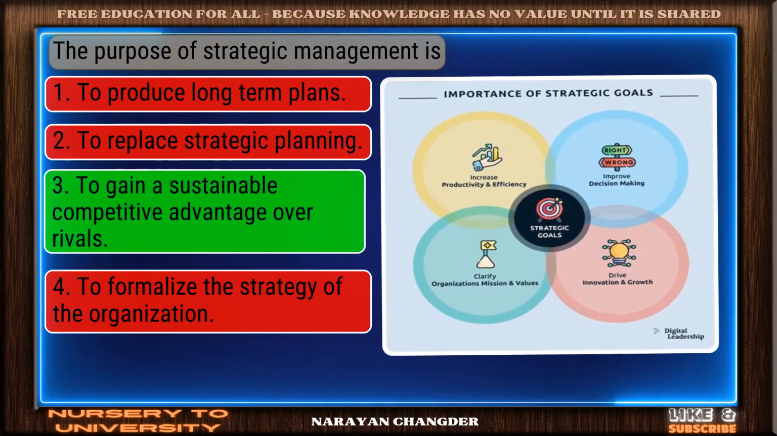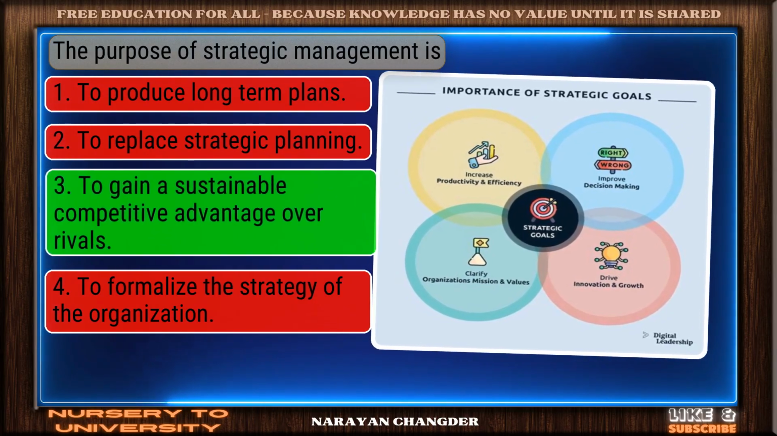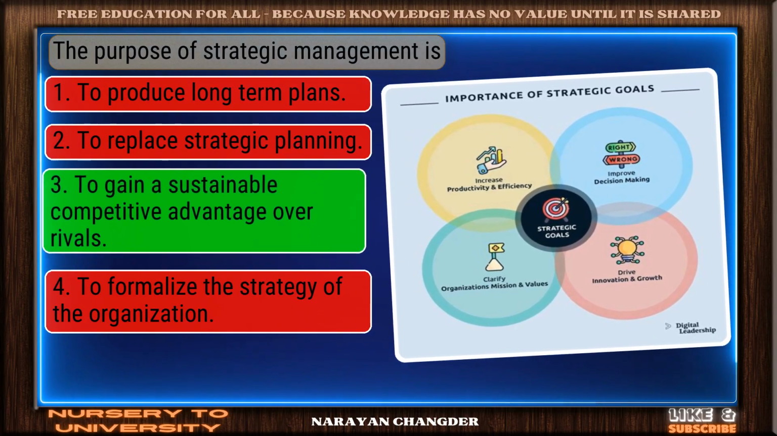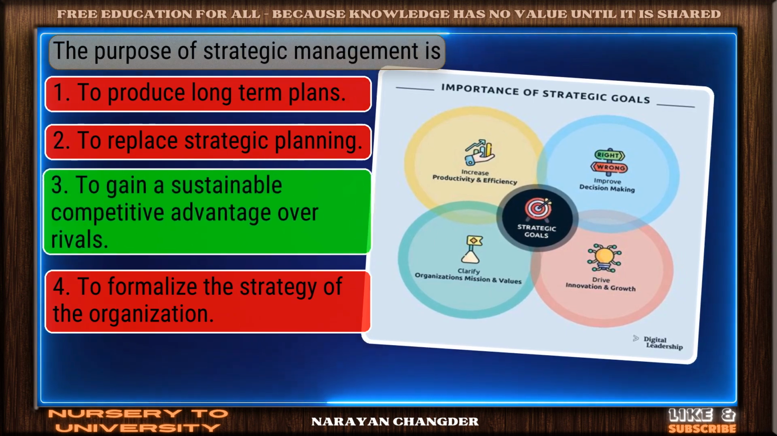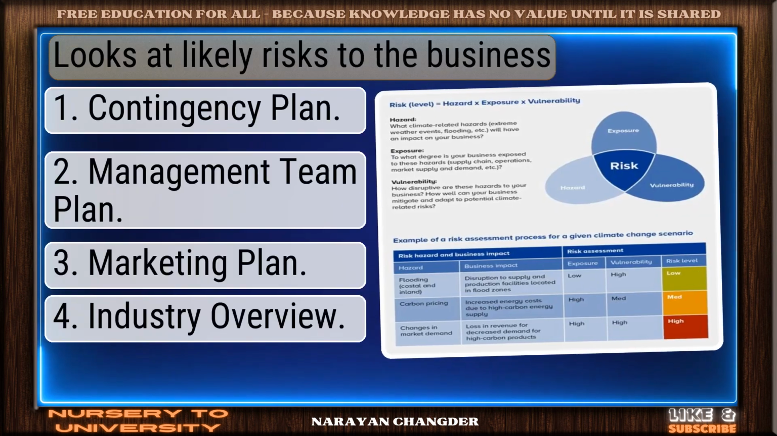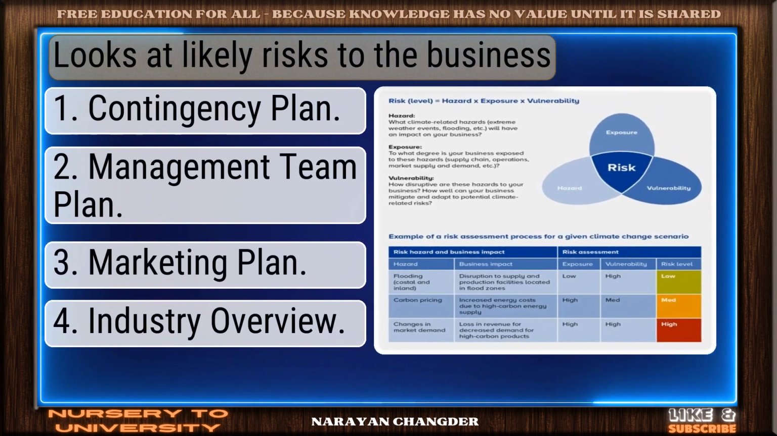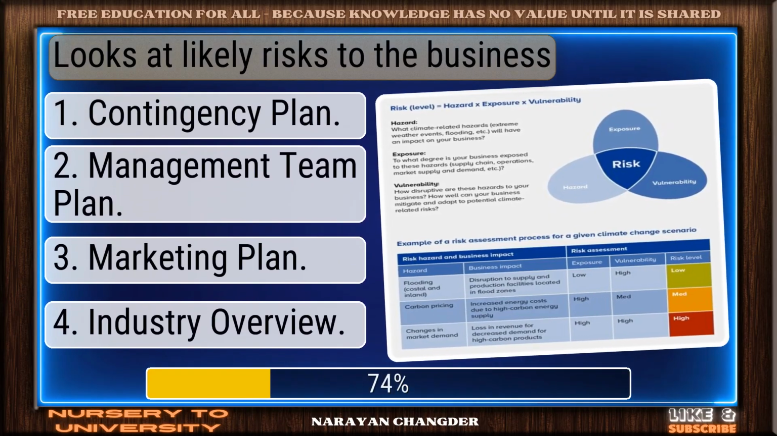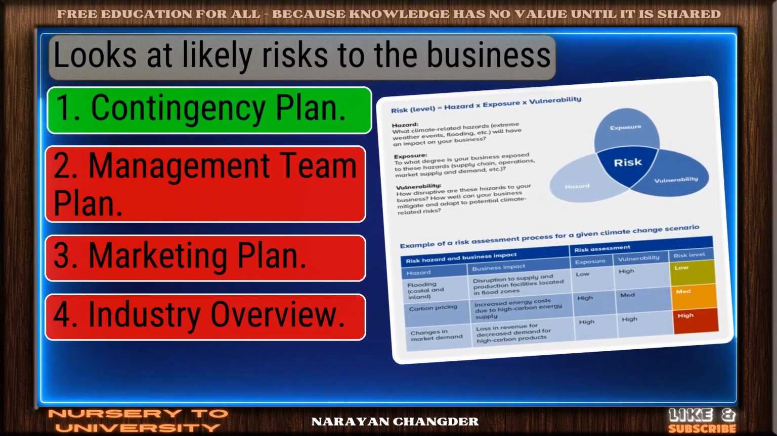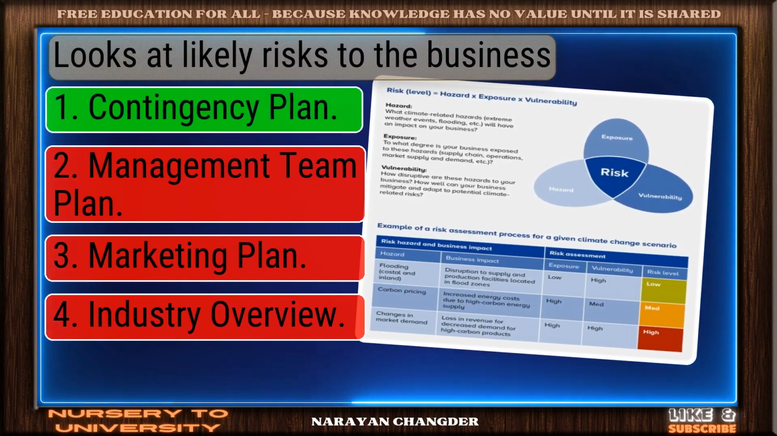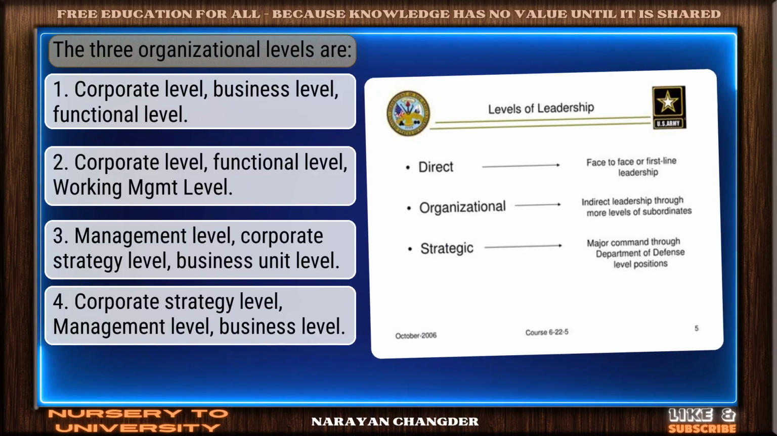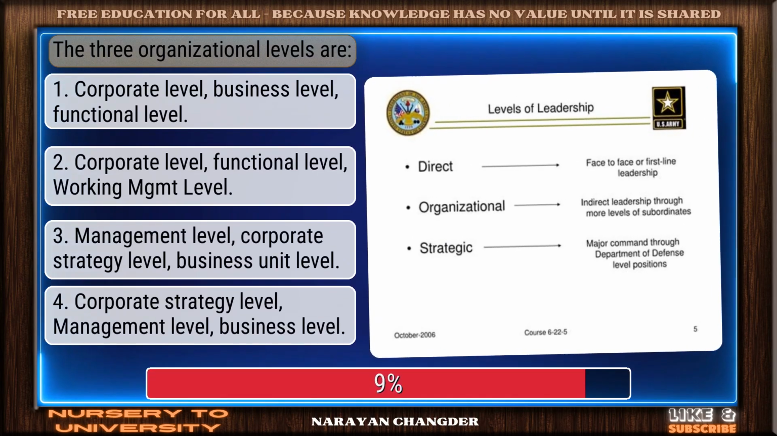Exactly. To gain a sustainable competitive advantage over rivals makes sense and it is right choice. Looks at likely risks to the business. Great job. Contingency plan is the accurate answer. The 3 organizational levels are.